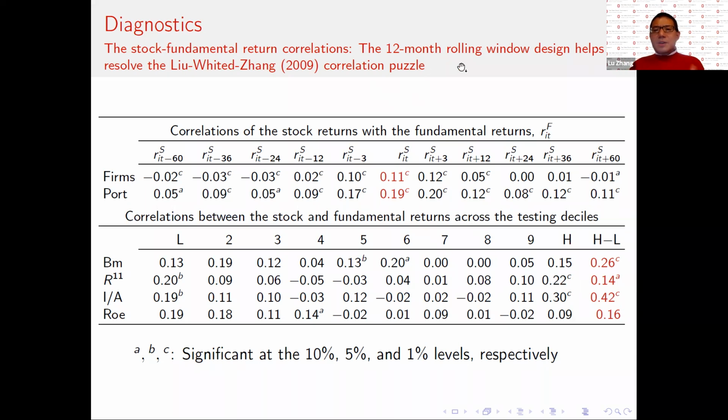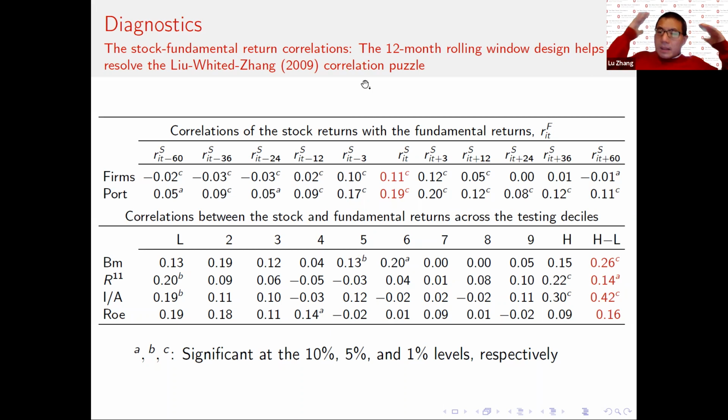The reason is that we're using the 12-month rolling window, so we better align the timing of the fundamental return with the correct annual stock return we're looking at. Because again, standing at time T, we construct fundamental return for that month based on annual accounting information, both before and after that month. And therefore we put the rolling window for the annualized stock returns, and it turns out doing so better aligns the timing.